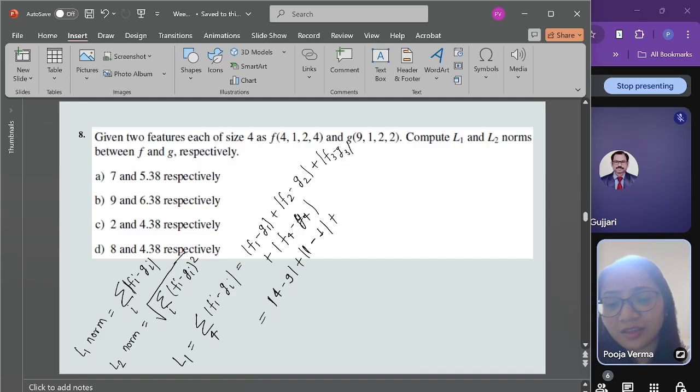So you will get 3 only. So next one is 2 minus 2, right? Plus last one is 4 minus 2. So here it is minus 5 plus 0 plus 0 here plus absolute of minus 2.